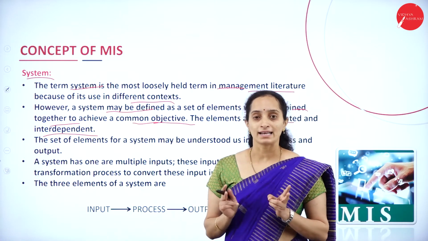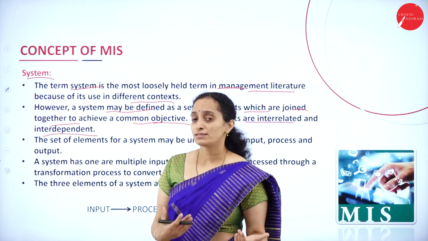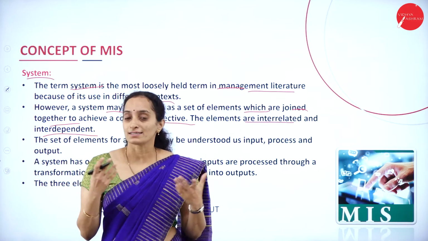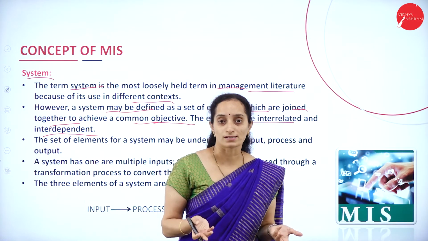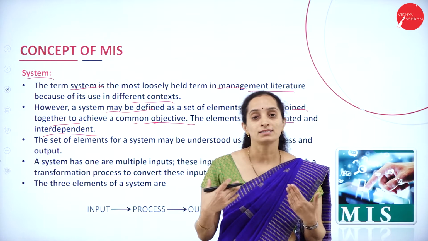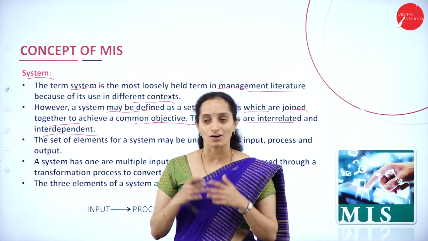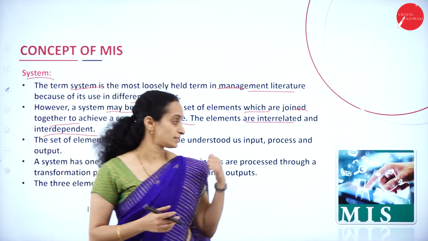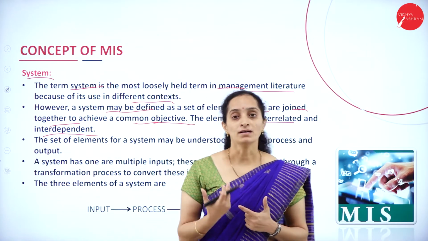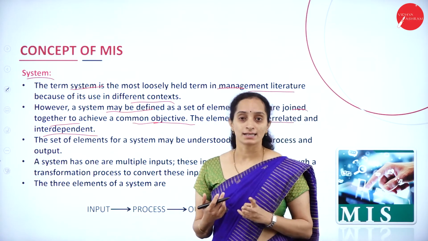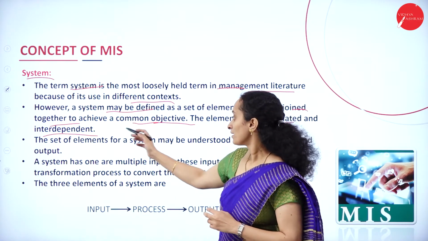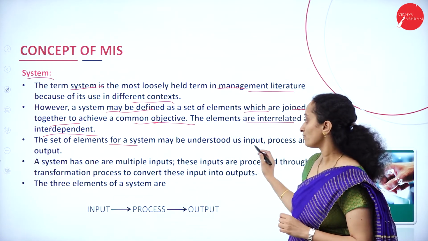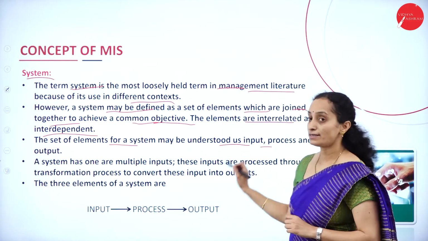They are interrelated. Students cannot learn or stay in college without the lecturers. Lecturers cannot have work without the students. Lecturers and students cannot survive without the help of a building or a classroom, isn't it? A system needs to have a proper set of elements which are interrelated and interdependent, isn't it? The next thing is that the set of elements for a system may be understood as input.